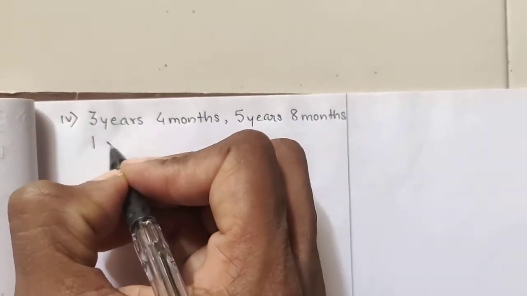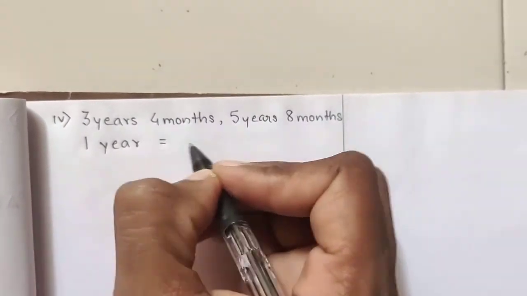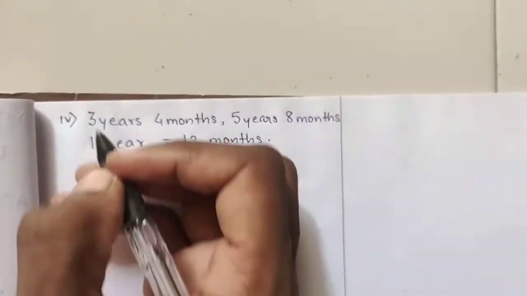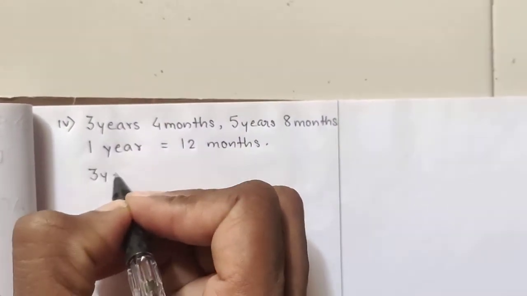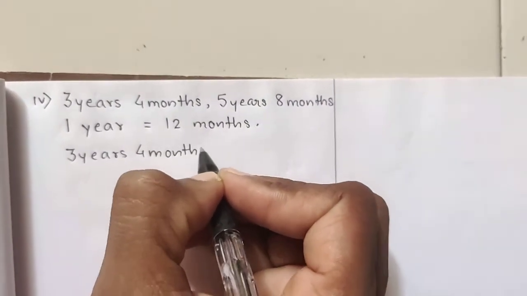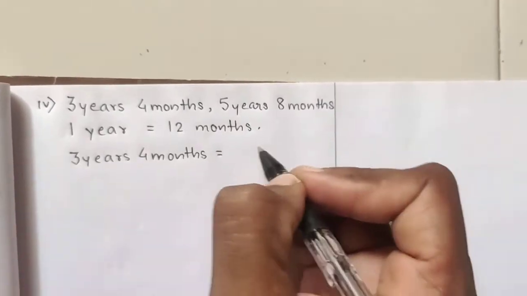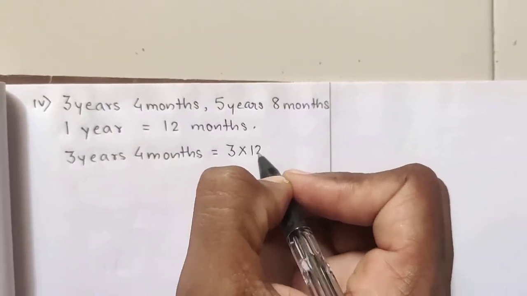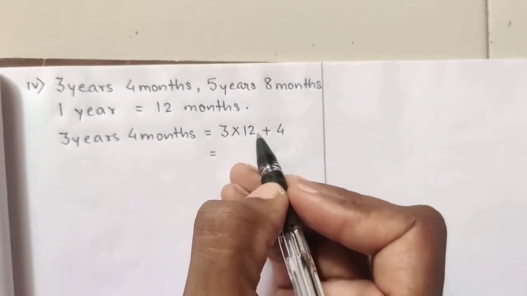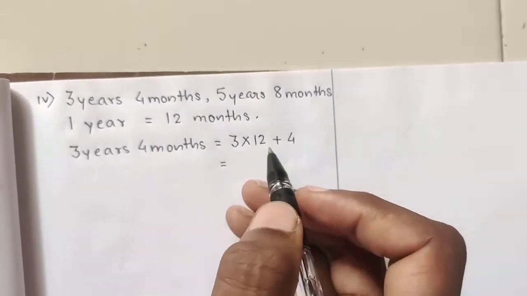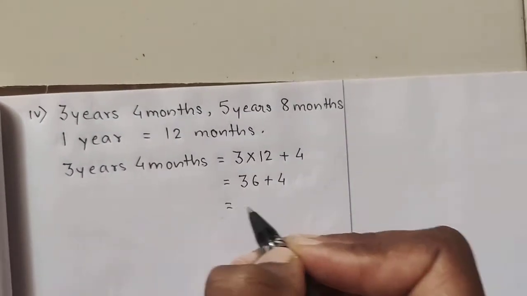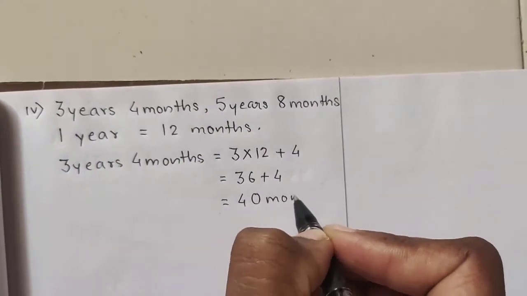So let us solve this. First thing is, 1 year equals 12 months, that you all know, right? Now see the first quantity, that is 3 years 4 months. Okay, now 3 years means what? 3 into 12 plus 4. 3 years means 3 into 12 months, and 4 months is already there. Now 12 3s are 36 plus 4. So in this case you are getting 40 months.